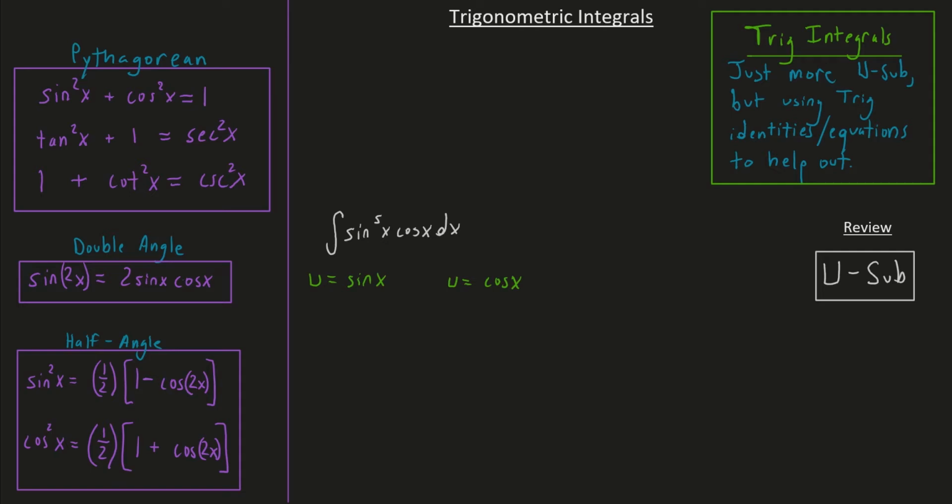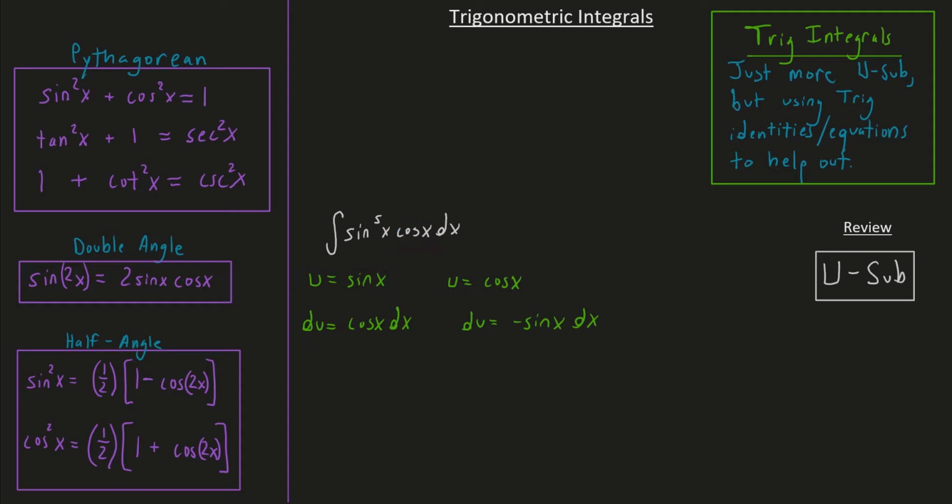We have to remember how u sub works. I could either make u a sine or u my cosine. We have to look for something to make a u, and we have to make sure that the derivative of that u appears elsewhere in the equation. So let's take a look at our derivatives. Alright, so this is looking good. There's our cosine dx right there. So our u is equal to sine x. Looks like a good choice.